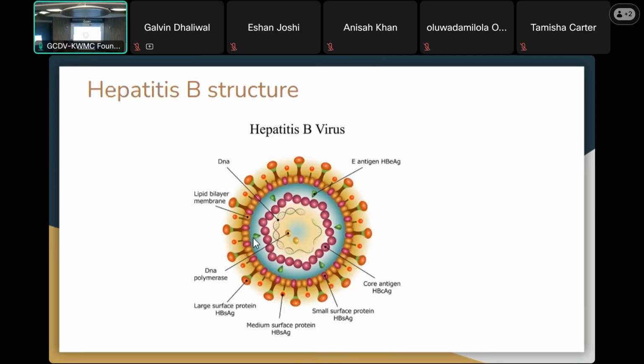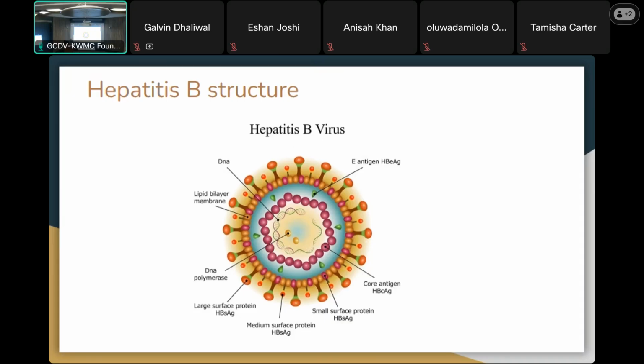Then there's the inner, which is called the nucleocapsid core. It contains the DNA. It's a partially double-stranded DNA. And then in between those two is the HBe antigen. And then within the nucleocapsid core is the core antigen. So 3 different things: surface antigen, E antigen, and the core antigen. And then the DNA, it's a double-stranded DNA hepatitis. And then we'll know the clinical relevance of these in the next few slides.